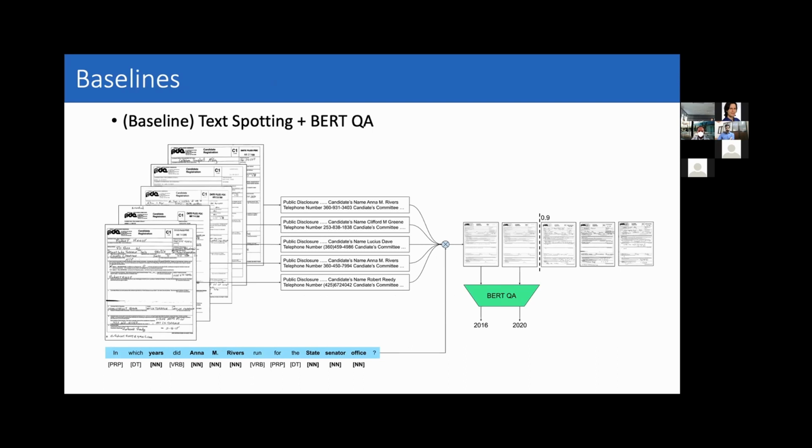The first one, text spotted plus BERT extractive question answering, in which we extract all the OCR tokens of the documents and concatenate them, and then from the question, we obtain the most relevant words, keeping the nouns after using a part of speech tagger. We compute the distance between each of these relevant words and the extracted OCR words, rank them according to these distances, and we run the BERT question answering method on the most relevant documents, which are the ones that have a similarity greater than 0.9.